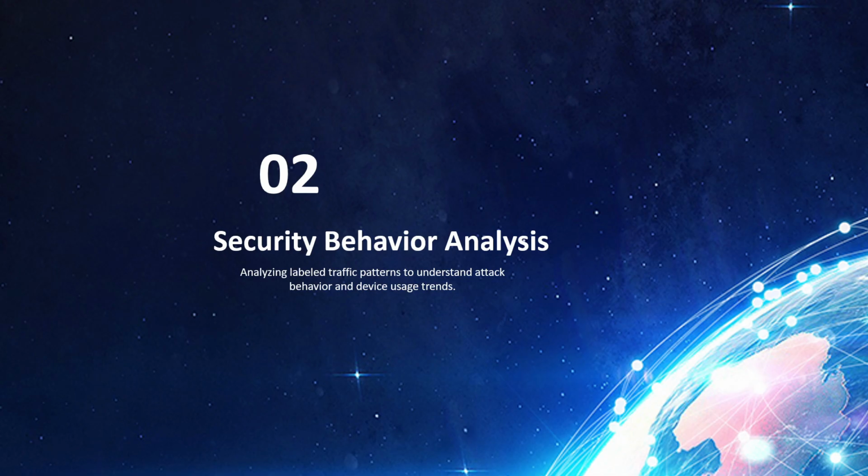In this part of the project, we focused on analyzing labeled traffic data to understand how malicious behavior differs from normal network activity. This behavioral analysis helped us uncover patterns that are common in network attacks, which we later used to train and validate our anomaly detection system.